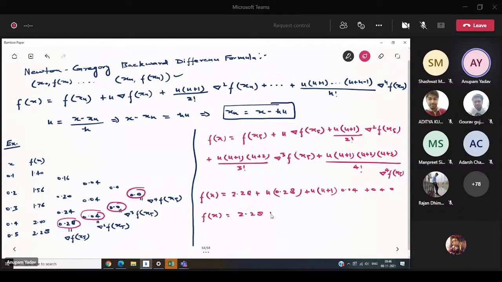2.28 plus 0.28 into u plus 0.04 into u plus 1. Okay, this is fine. So we can convert this into x. For converting this, we have this formula, x minus xn, that is x minus x5 equal to h. H is 0.1, the interval of differencing, 0.1.